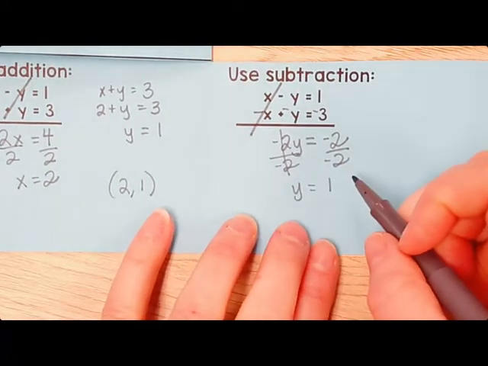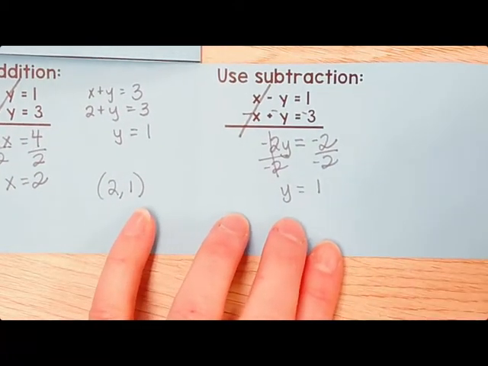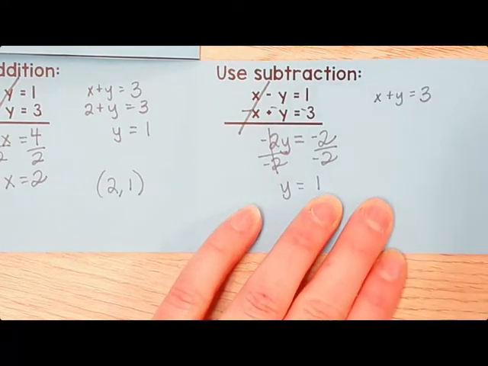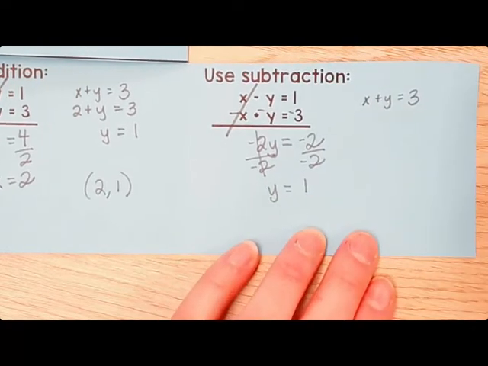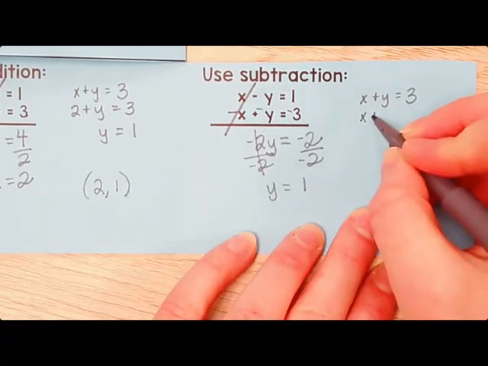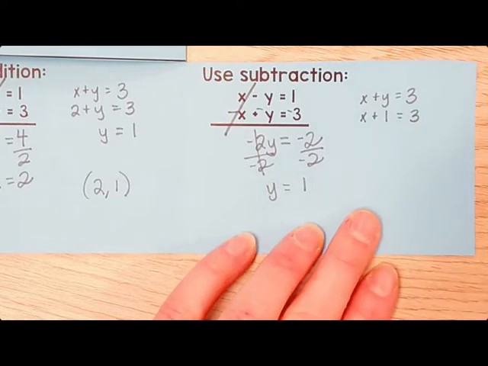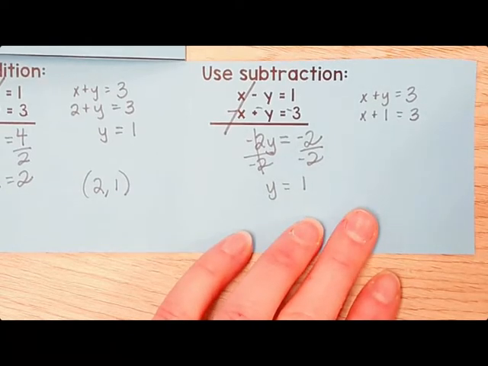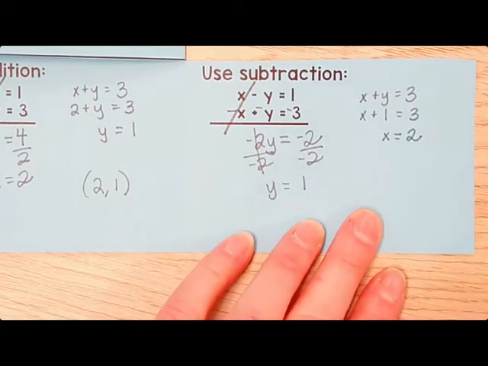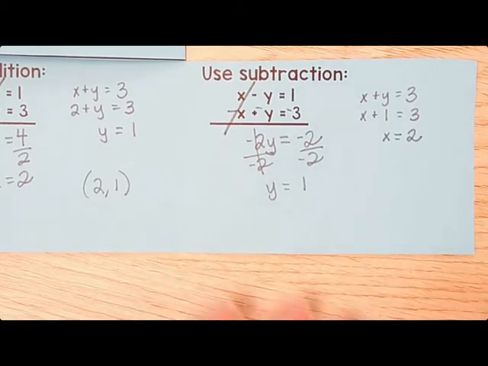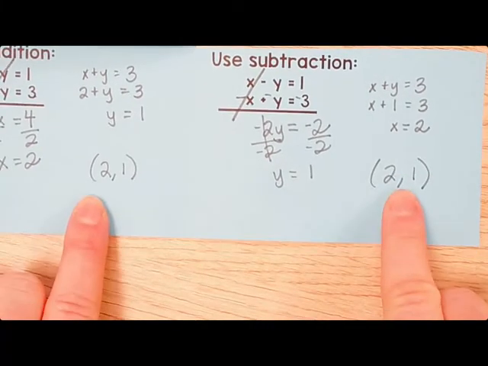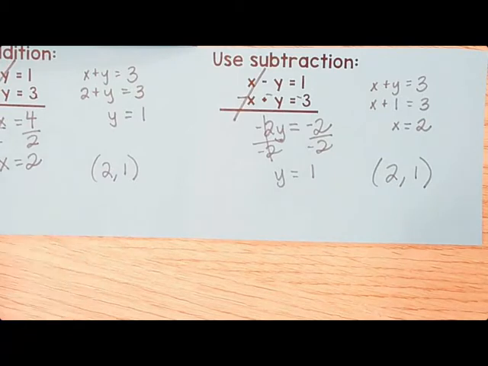Okay, so we have y equals 1. So then what equation do we want to plug that into? The one at the bottom. So x plus y equals 3. So plug in the 1 for the y. So x plus 1 equals 3. So what plus 1 equals 3? x is 2. So then our solution is x, y: 2, 1. Same answer. We did it 2 different ways.